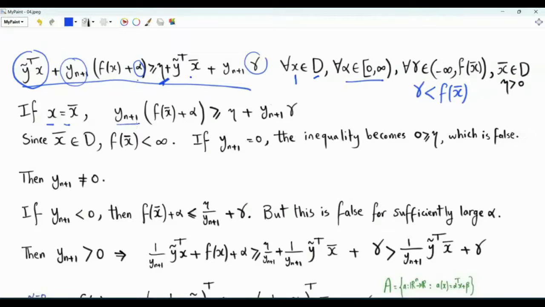If we put y n plus 1 equal to 0, we don't have problems. On both sides, we have 0 times a finite number. This is a finite number because alpha is a non-negative real number, and f of x bar is finite because x bar is in the effective domain of function f of x. And gamma is a real number that is strictly less than f of x bar, and f of x bar is strictly less than infinity. So the numbers multiplied by y n plus 1 are finite numbers. If we put y n plus 1 equal to 0, the left-hand side is 0, and this term on the right-hand side becomes 0, and we get the inequality 0 greater than or equal to eta.